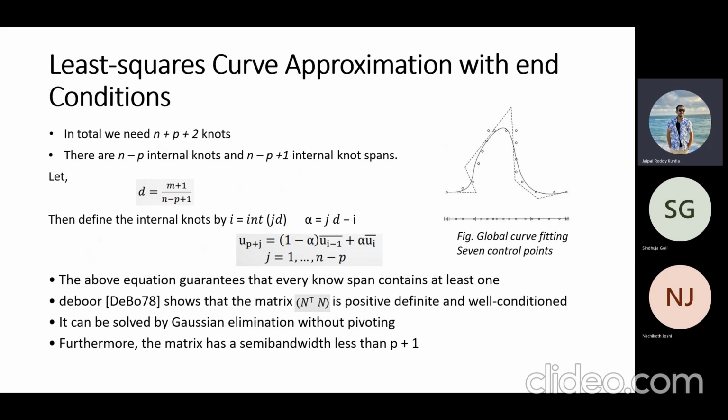So d equals (n + 1)/(n − 1) times p, which we thought of as the knot points initially. Then define the internal knots by i = int(jd), where α = jd − i, and j runs from 1 to n − p. The above equations guarantee that every knot span contains at least one least squares curve.